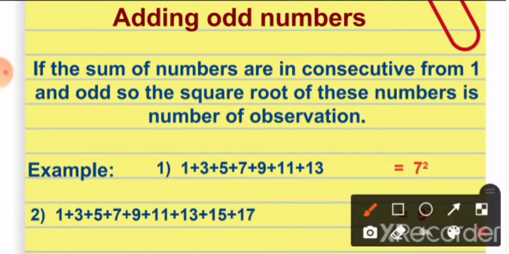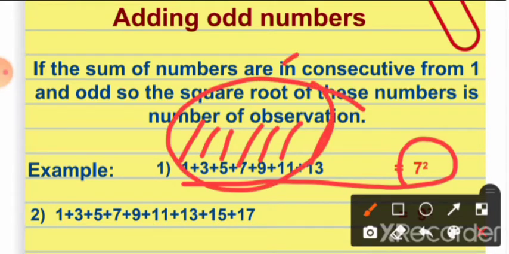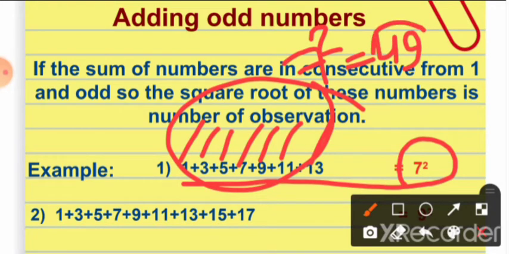It means if we add two or more consecutive odd integers, their sum will be a perfect square. Like in this situation, calculate how many terms are in the odd numbers 1, 3, 5, 7, 9, 11, 13. Total number of terms is 7. So you can write 7 square is equal to 49. Its addition is equal to 49.